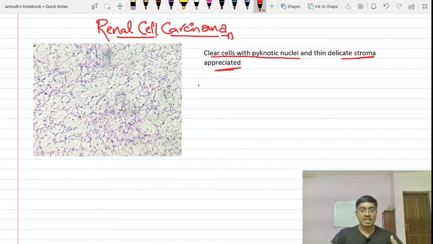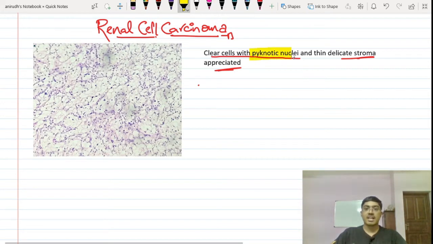So there are clear cells which do not contain anything, and they contained a lot of glycogen and fat, isn't it? And we have the pyknotic nuclei, which is a characteristic feature, and we have this thin delicate stroma which is separating the cells. Let us talk about some basic points about this.